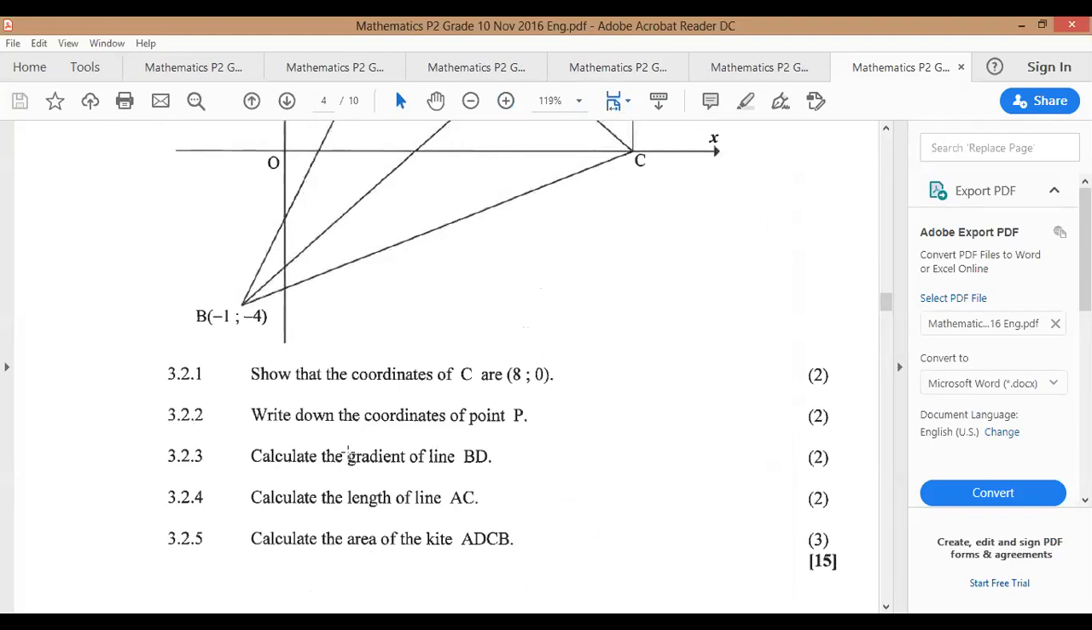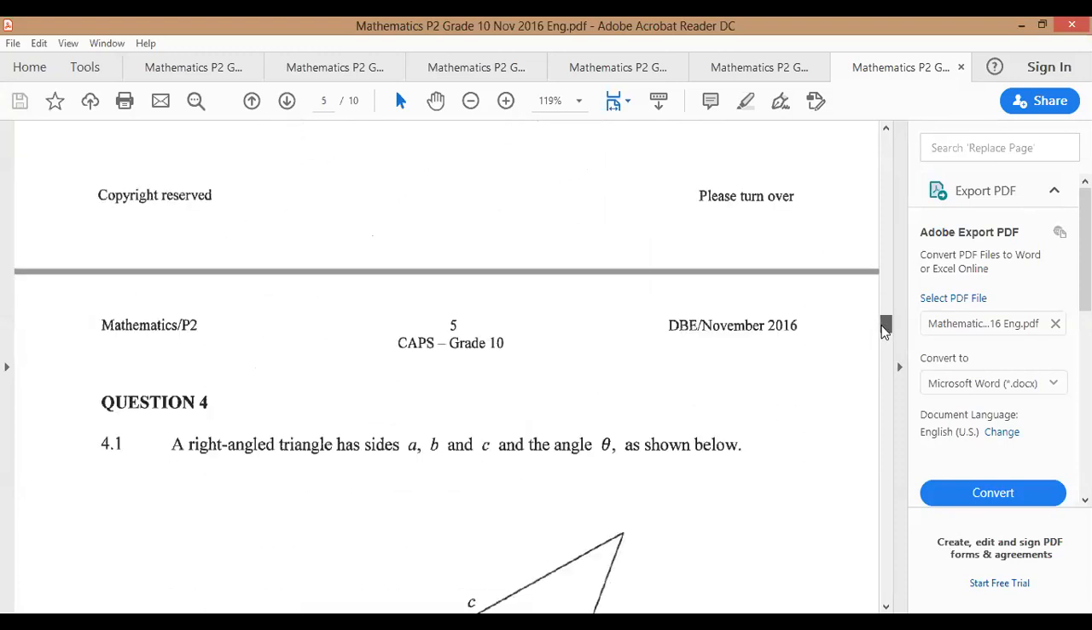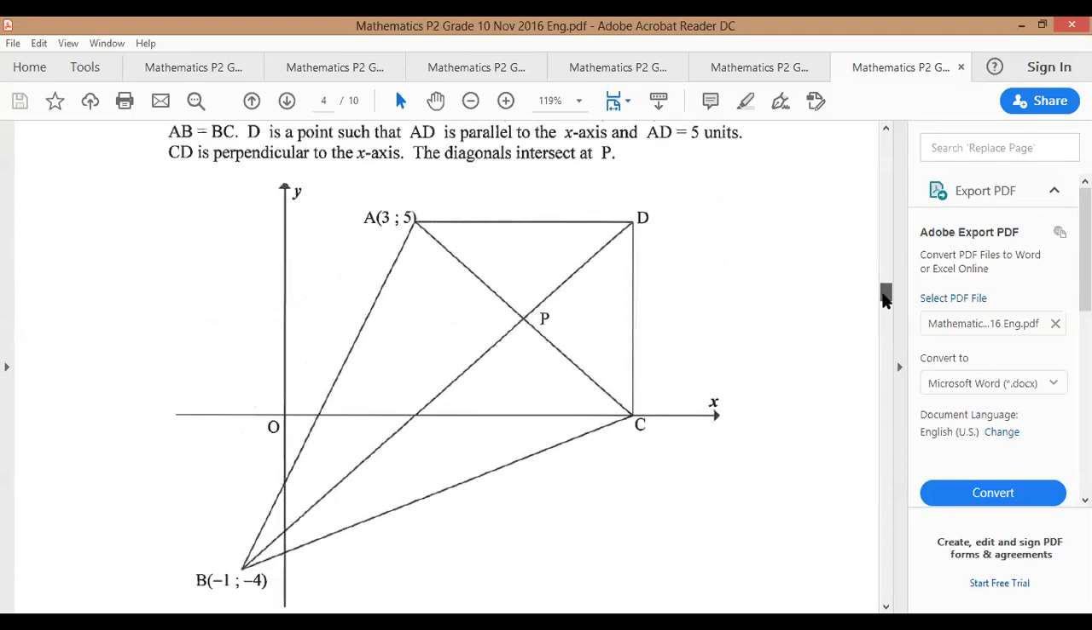3.2.3 says, calculate the gradient of line BD. So the gradient of line BD, where is line BD? This is B and that's D. Does it make sense? So basically you're supposed to calculate the gradient, right? And how many marks is this? 2 marks, yes. The gradient of BD.